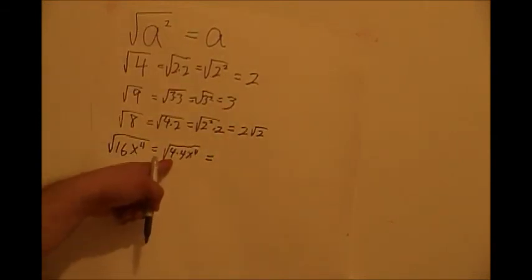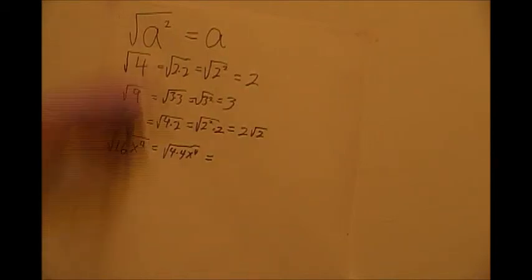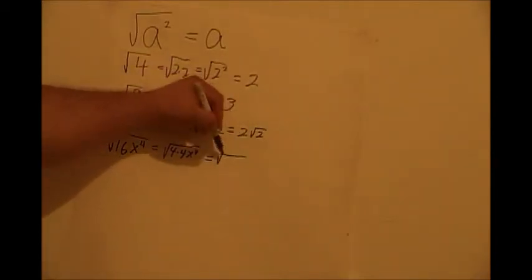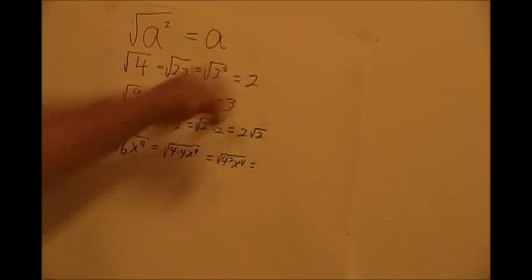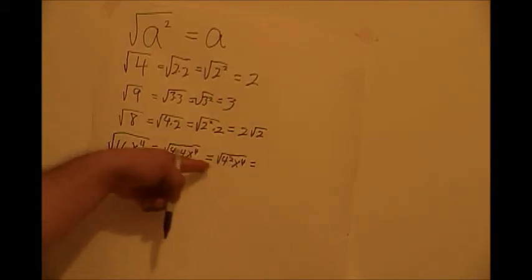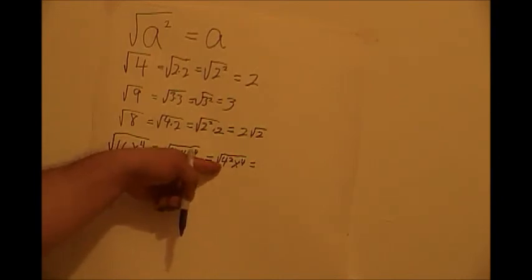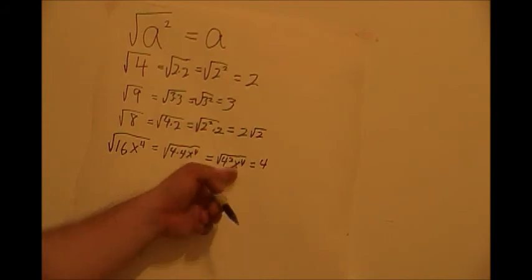Okay, can we rewrite 4 times 4 into this? Yes, we can, because 4 times 4 is also 4 squared. So that's going to be 4 squared x to the 4th power. Now, when we have this, what we're going to do is take the square root of the number first. So what's the square root of 4 squared? Using this identity, the square root of 4 squared is 4.